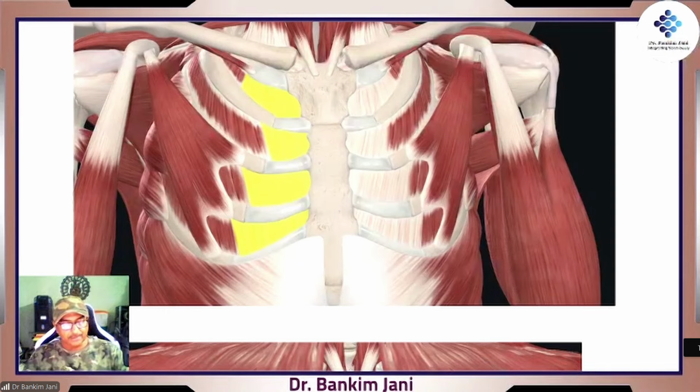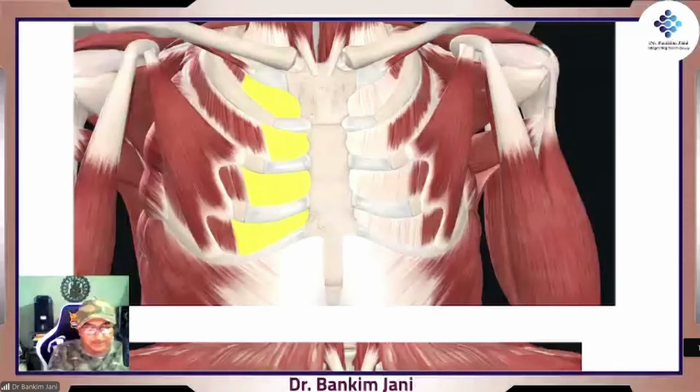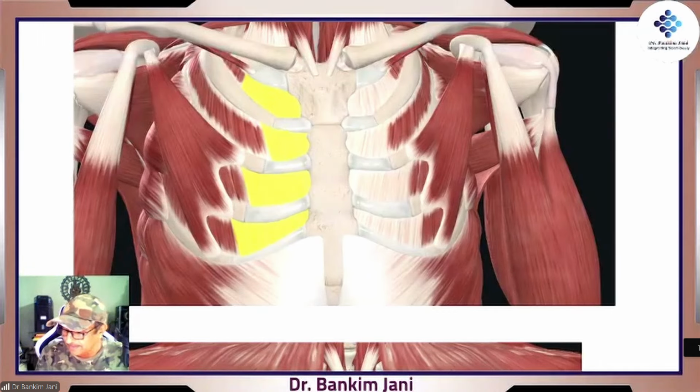Then, once the muscles are there, see this one is the pectoralis minor, very nicely highlighted. It is not very easy to develop this pectoralis minor. Like Arnold, but that's a different thing, otherwise very difficult. But yes, it has several advantages. There are specific exercises also for that.